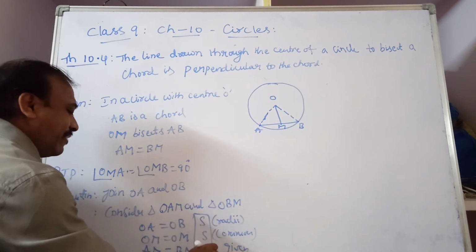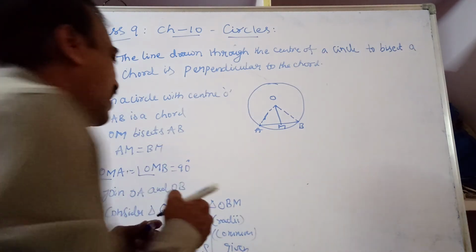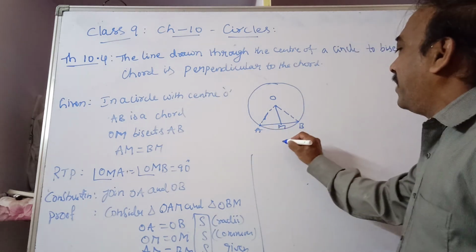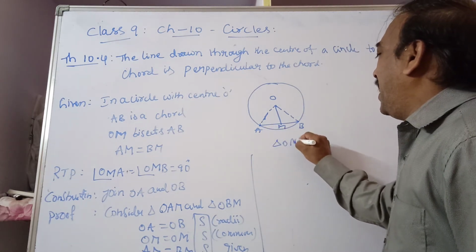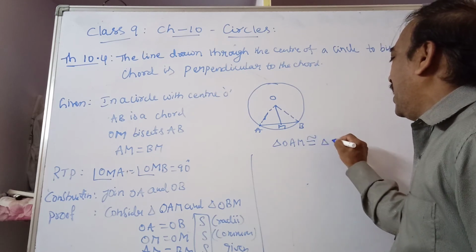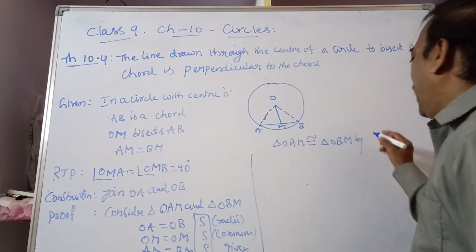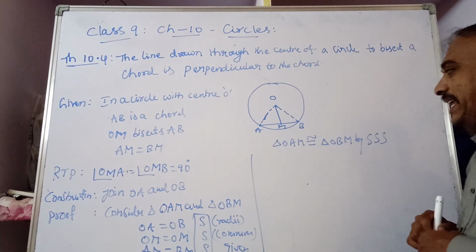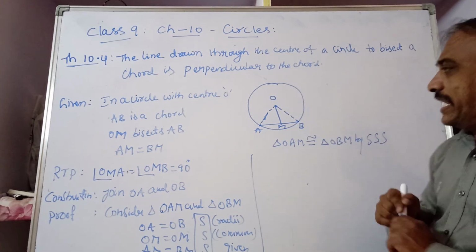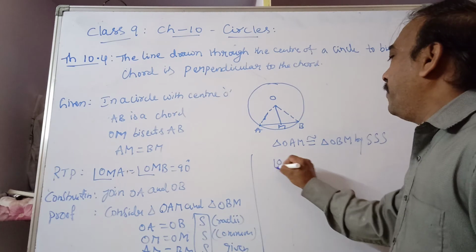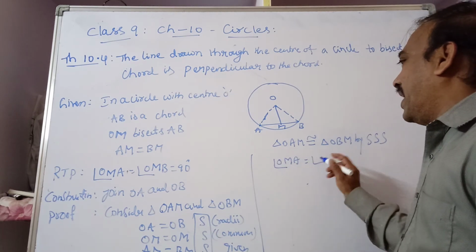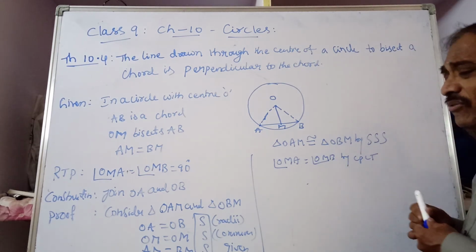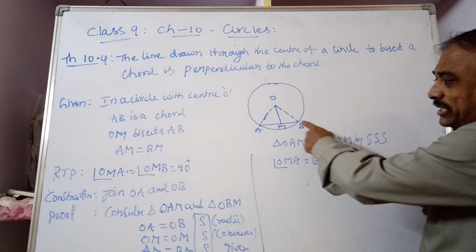Now you observe the criteria we got: SSS criteria. So by the side criteria, the two triangles are congruent. So triangle OAM is congruent to triangle OBM by SSS congruence criteria. Once the triangles are congruent, their corresponding parts, angle OMA is equal to angle OMB, by CPCT. They both are equal, but they both are on a straight line.